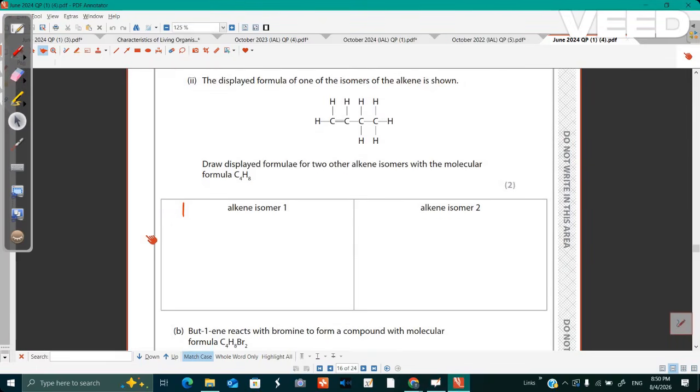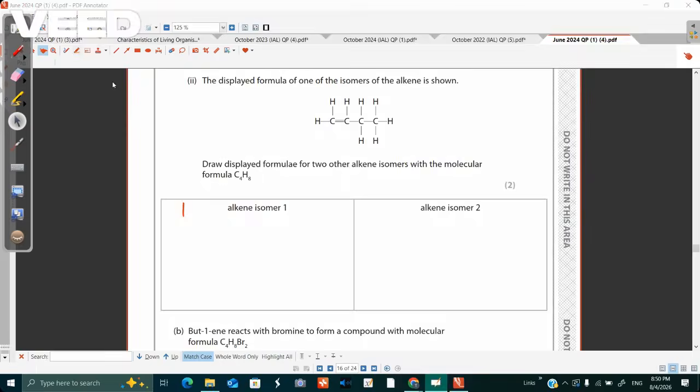The displayed formula of one of the isomers of the alkene is shown. Draw the displayed formula for two other alkene isomers with the molecular formula C4H8. Isomer 1 and 2 is given. Displayed formula means all the bonds must be shown. Easy peasy, right? Other two alkenes: you can bring this double bond to here.